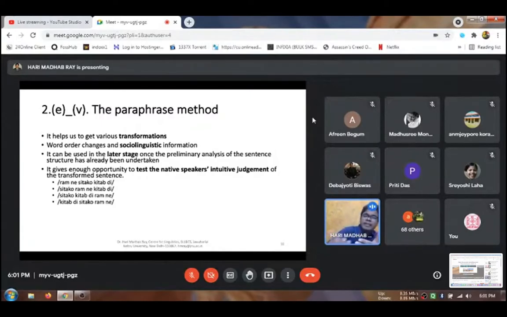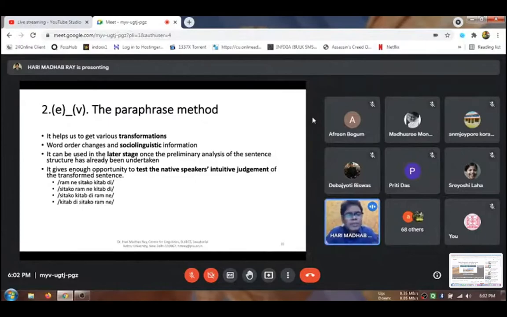At a later stage, if you are done with the preliminary analysis of the sentence structure, you can go ahead with the paraphrase method. Let's say I'm just giving an example, especially in Hindi: Ram ne Sita ko kitab di. You are just moving the words basically, and trying to test whether the sentence remains grammatical or not. You see: Sita ko Ram ne kitab di, Sita ko kitab di Ram ne, kitab di Sita ko Ram ne. So you test this and ask the informants whether the meaning remains the same or something different. You see. And if he says yes, then it's okay.